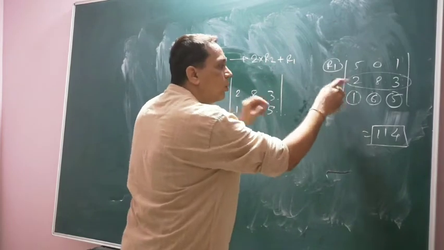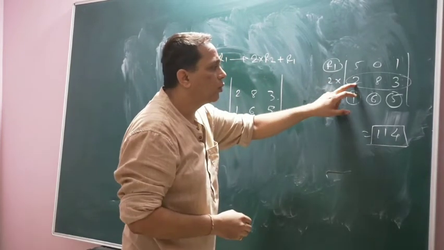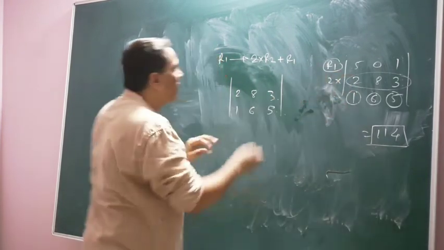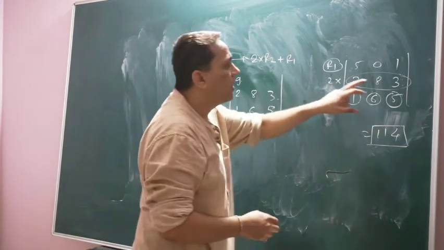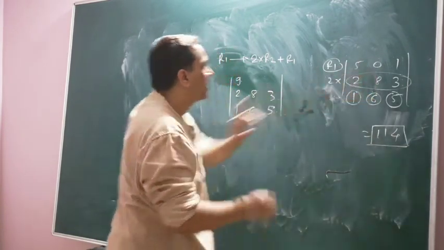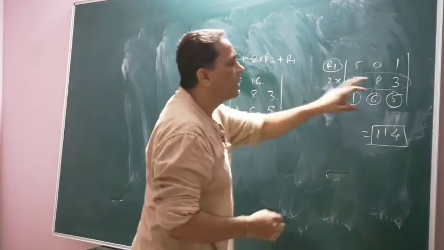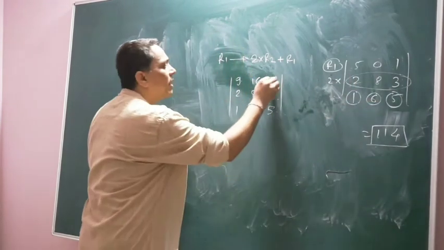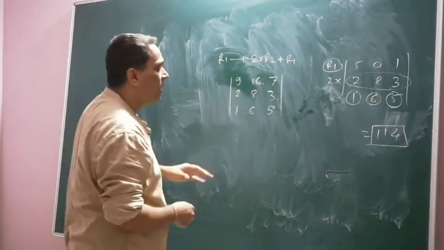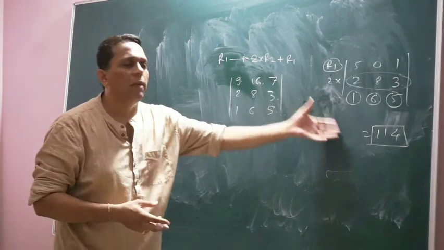So 2 into 2, this row is multiplied by 2. 2 2s are 4 and 4 plus 5 is 9. 2 8s are 16 and 16 plus 0 is 16. 2 3s are 6 and 6 plus 1 is 7. Now let's again find the value. The property says the value remains same.